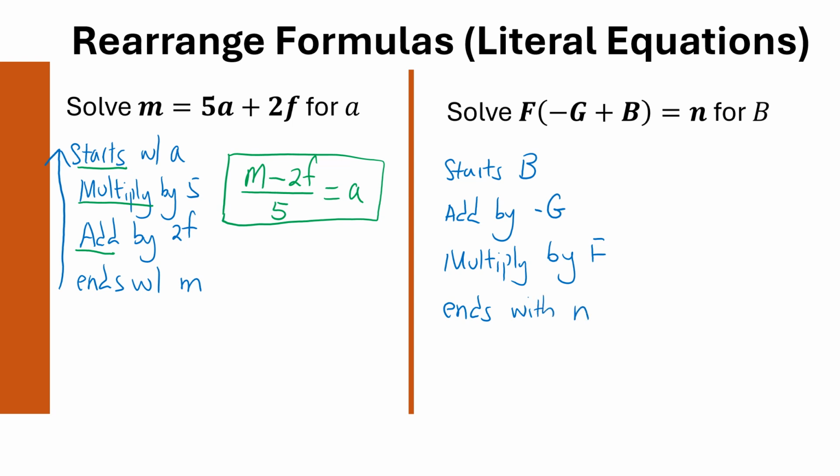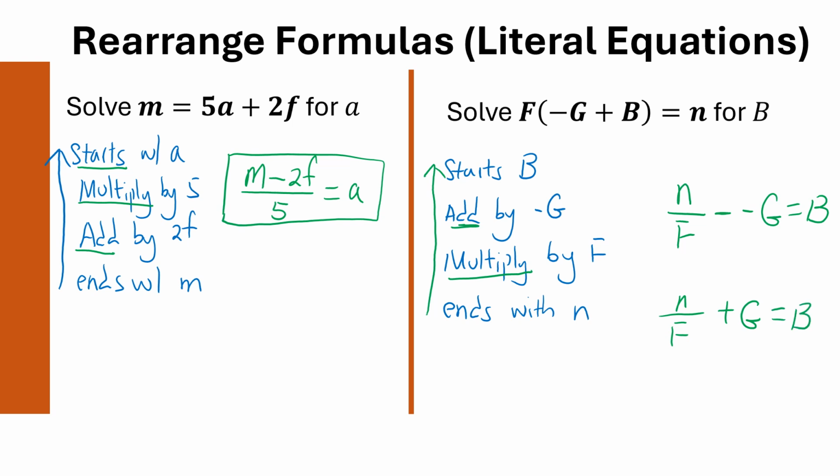So when we write the equation for b, you're going to go backwards and do everything the opposite. So instead of ends with n, you're going to start with n. Instead of multiplying, you're going to divide it by f. Instead of adding, do the opposite, so you're subtracting negative g. And then starts with b, so it ends with b. And you can simplify this equation. So this is the same thing as n over f, negative g is the same thing as plus g, and equals b.